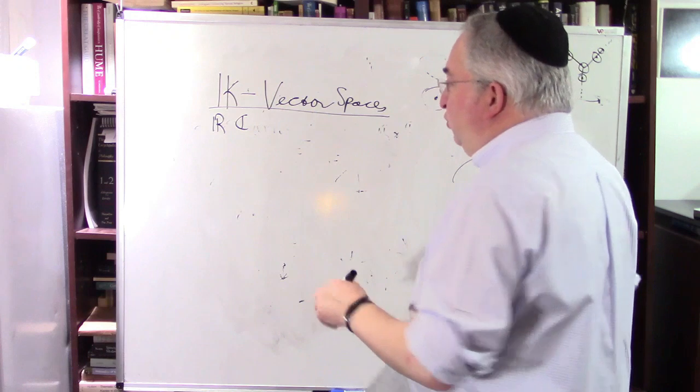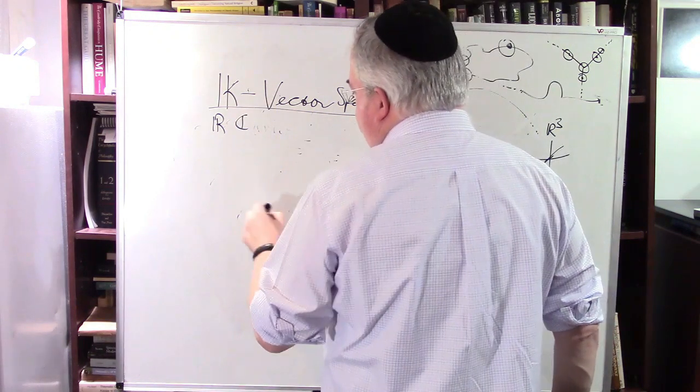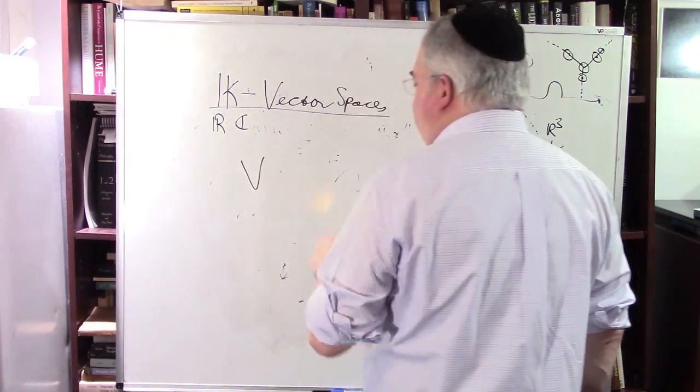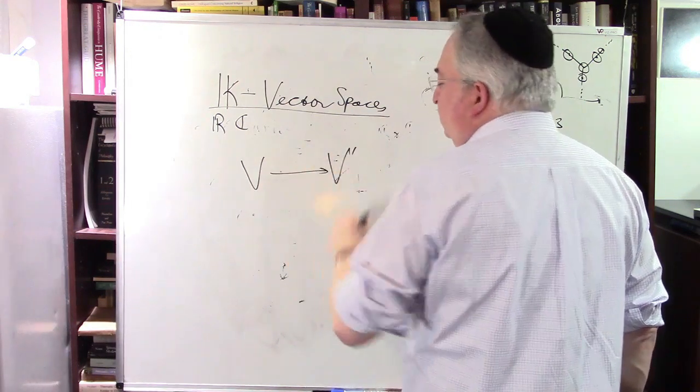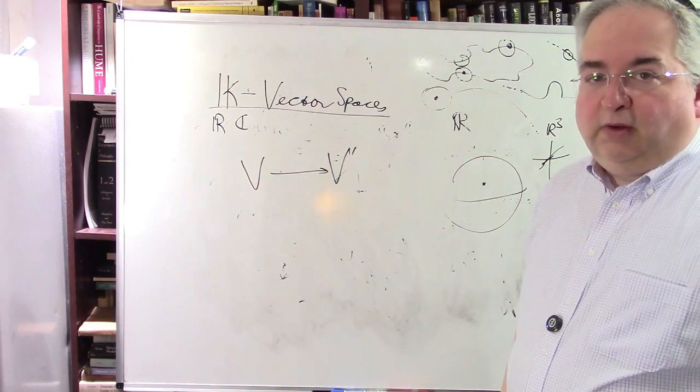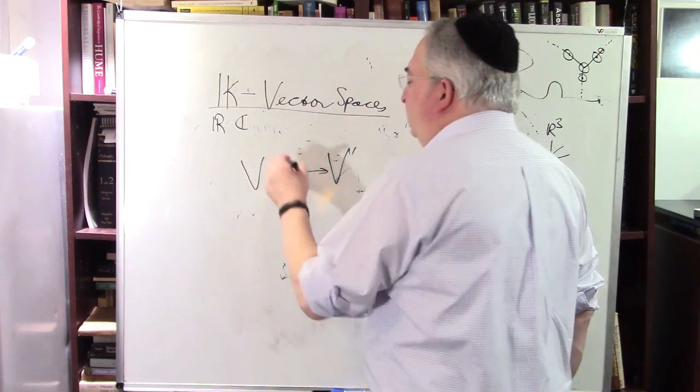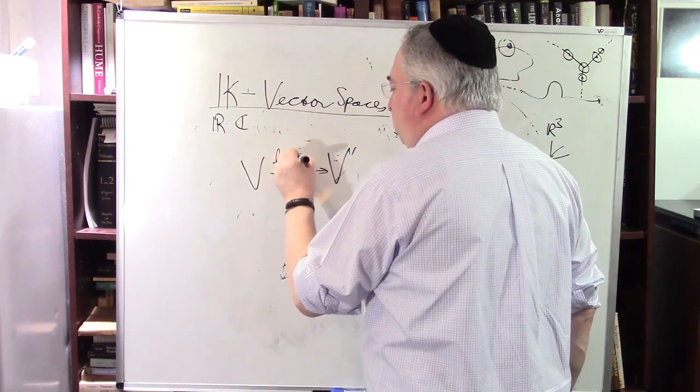However, between two K vector spaces, so you can have a vector space here and another vector space here, there are maps between them. The maps are called linear transformations.